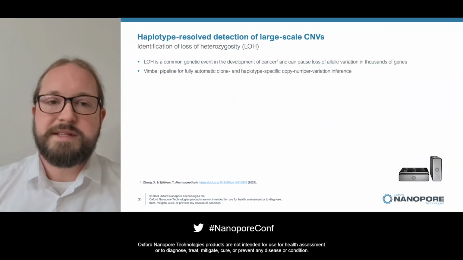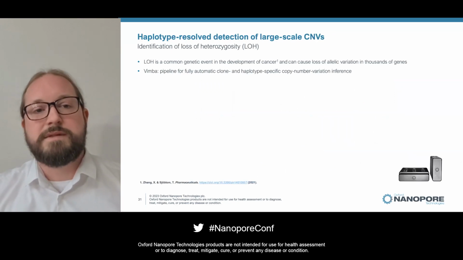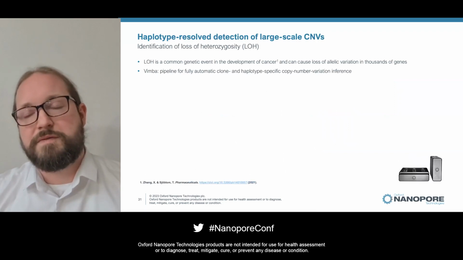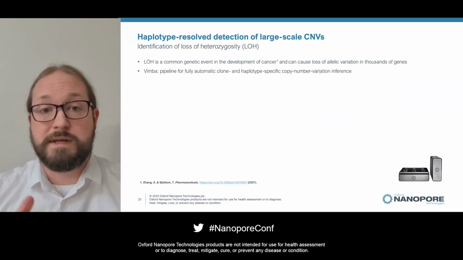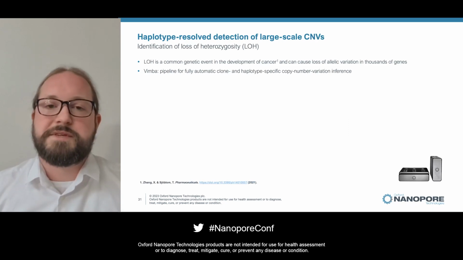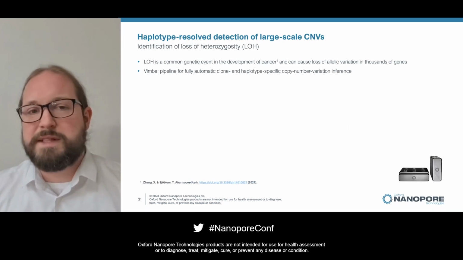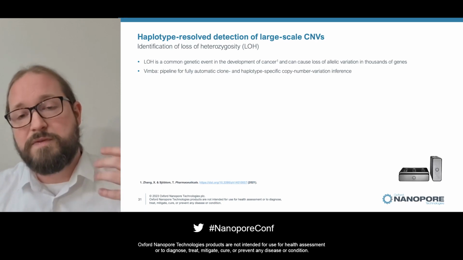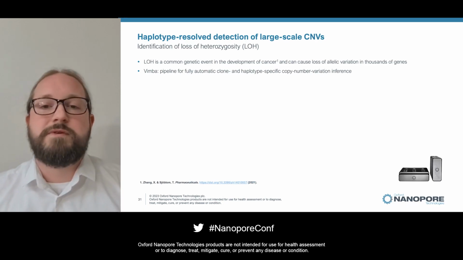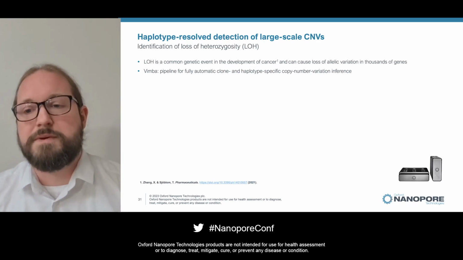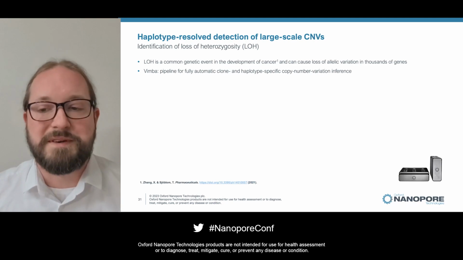Why is this interesting? That leads me to another common trait of cancer, which is loss of heterozygosity. That can impact allelic variation in a lot of genes, and therefore is an interesting thing to study. But from what I've shown before, we can't really tell if that happened here or not. If we go to a PromethION platform and sequence at higher depth, we can get a much clearer, haplotype-resolved picture. That's also why I put the PromethION here again.